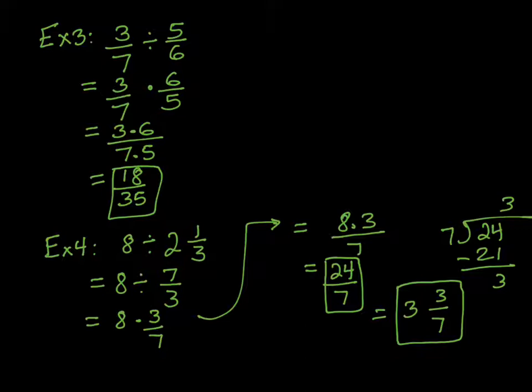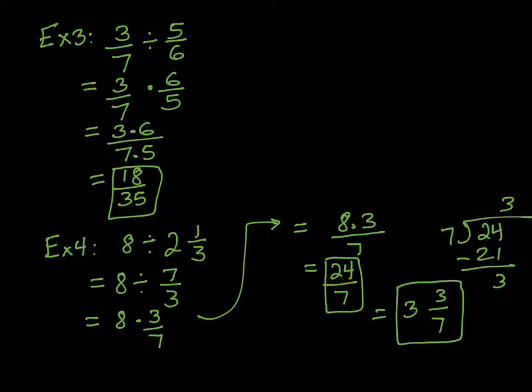Same thing with the mixed number. So you have 8, and you are dividing it by 2 1/3. So 2 1/3 turns into what? 2 times 3 is 6, plus 1, 7 over 3. Now, as I said, when dividing you flip it over, so it's going to be 3 over 7, right?